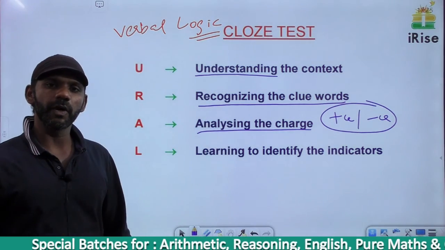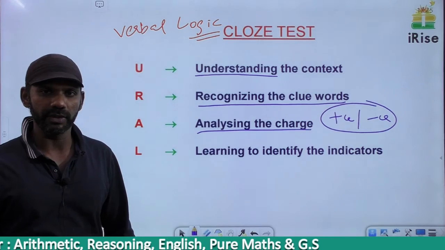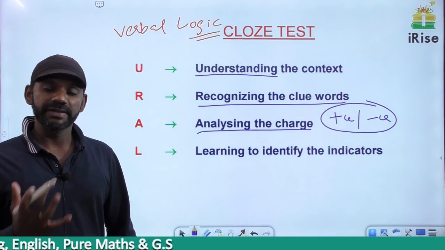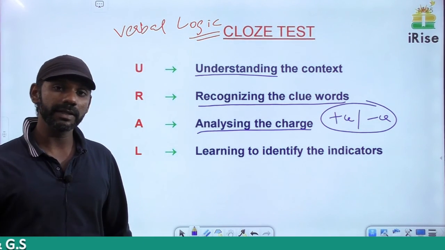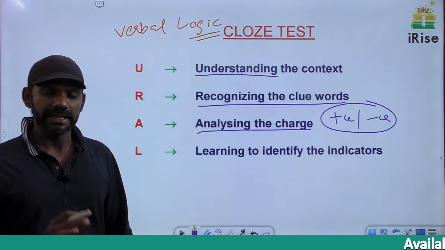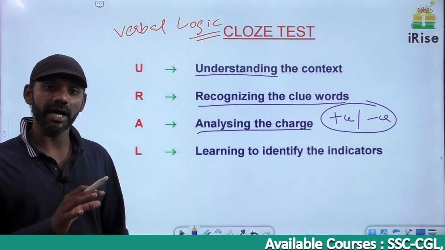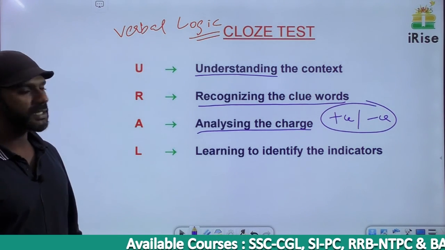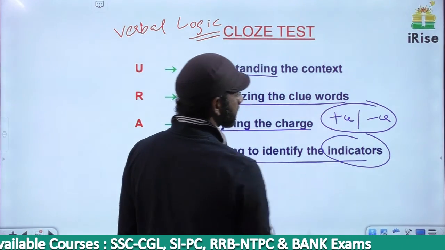If the sentence is positively charged, the blank in the sentence must be filled with a positive word. So all the negative options can be eliminated. Similarly, if the sentence is negatively charged, the blank must be filled with a negative word. So all the positive options can be eliminated. So based on the words given in a sentence, you must be able to identify the charge of the sentence. Analyzing the charge. L stands for learning to identify the indicators.